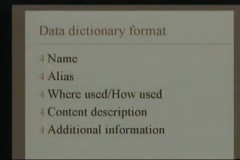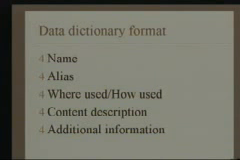Normally, though it may differ in different CASE tools, the format of a data dictionary would be: you have the name of the particular data item, you have the alias. Alias is in case that particular data item is called by any other name; the alias tells you what other name is used for that. Then you have something called the where used and the how used. Where is this particular data item used? How is this particular data item used? You have something called the content description. In case the name is not self-explanatory, then that content description tells you something more about the item.